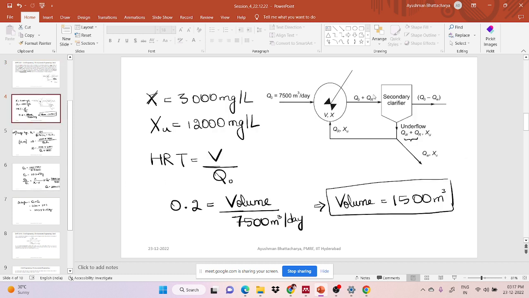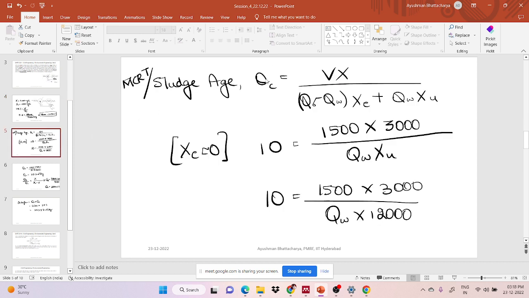If we look at the figure, the underflow basically comprises QW plus QR. Therefore we have to calculate both QW and QR. For calculating QW and QR, we first have to calculate the volume of the aeration tank. We calculate the volume using the HRT given in the question, that is 0.2 days. The volume we calculated came out to be 1500 meter cube. Now using that volume we use the formula of the sludge age. From the sludge age we calculated the amount of sludge wasted, QW.